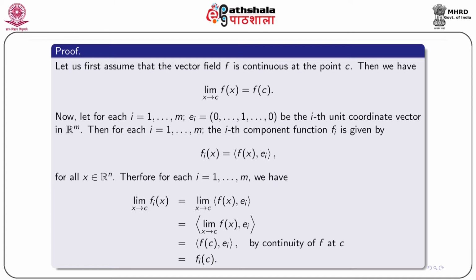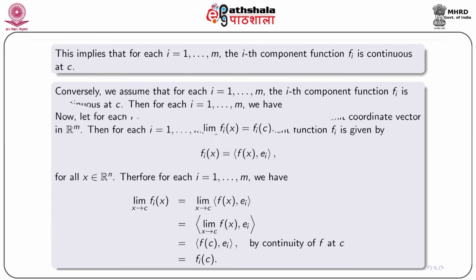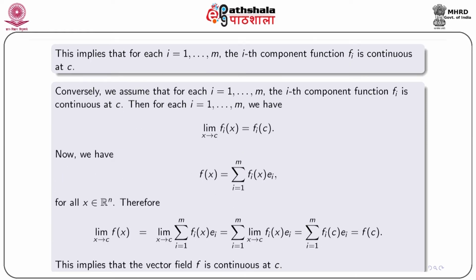Then for each i from 1 to m, we have limit as x tends to c of fi(x) equal to limit of the inner product of f(x) and ei. So, this is nothing but the inner product of the limit of f(x) as x tends to c with ei. If I take the limit of ei, it remains as is. So, we have the value of the limit equal to fi(c). This implies that for every possible value of i, the ith component function fi is continuous at c.